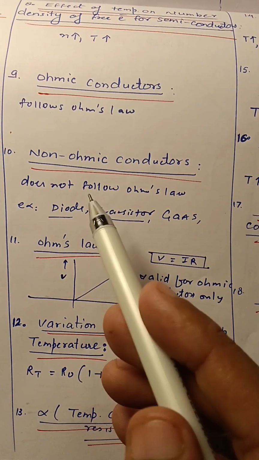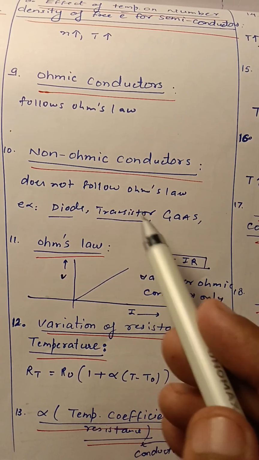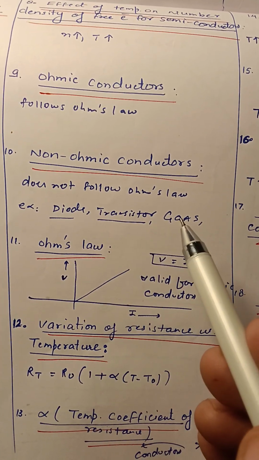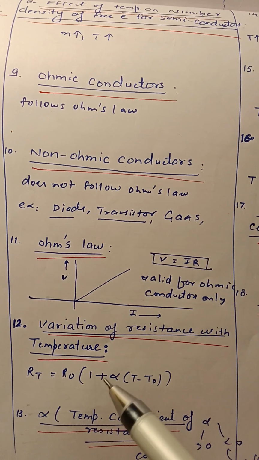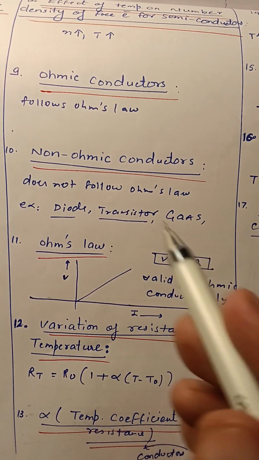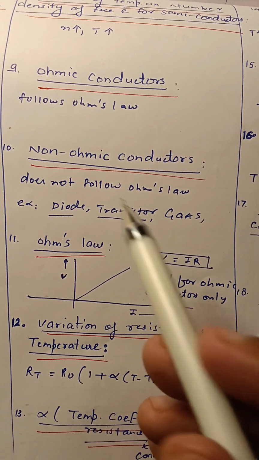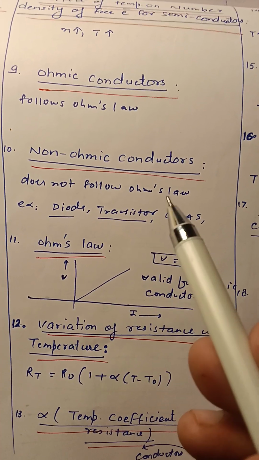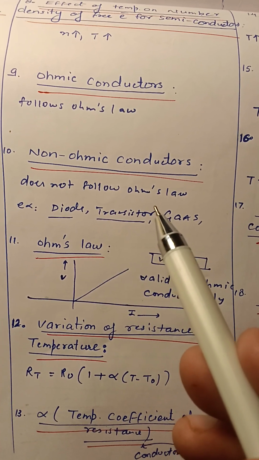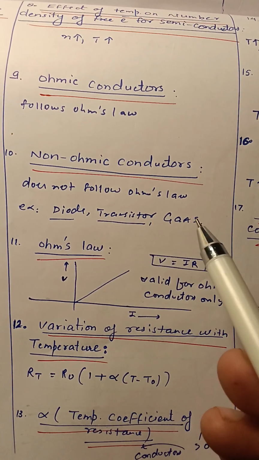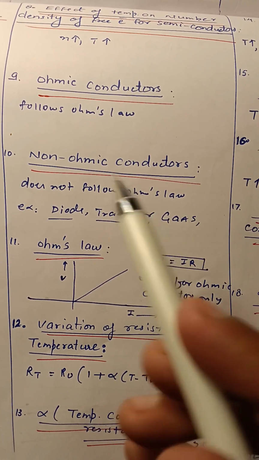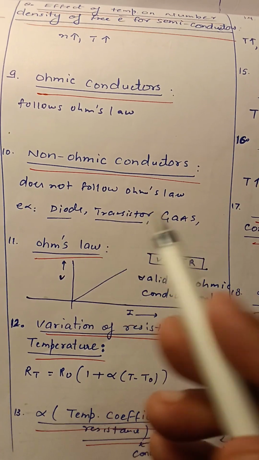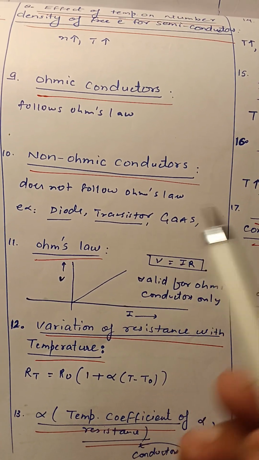For example, if we have diodes, transistors, or even gallium arsenide, then if we draw the VI graph for these devices, it's not a straight line, it's a curved one, and even resistance may be positive, negative, or zero as far as gallium arsenide is concerned. So these follow non-ohmic laws. These are non-ohmic conductors.